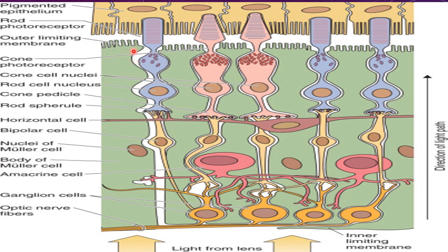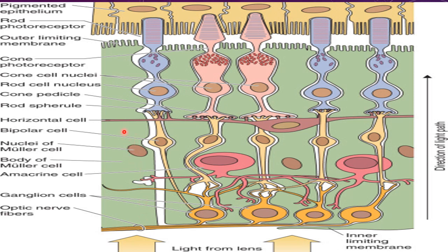So these cytoplasmic processes reaching the rods and cones make the outer limiting membrane, and its inner cytoplasmic extension is going to form the inner limiting membrane, and this inner limiting membrane is actually the basement membrane of these Muller cells. So here this is the basement membrane which is making up the inner limiting membrane.